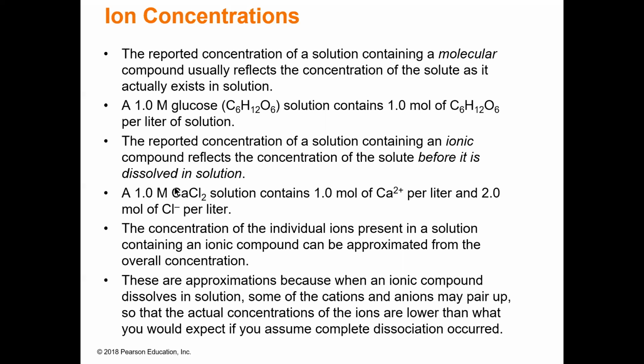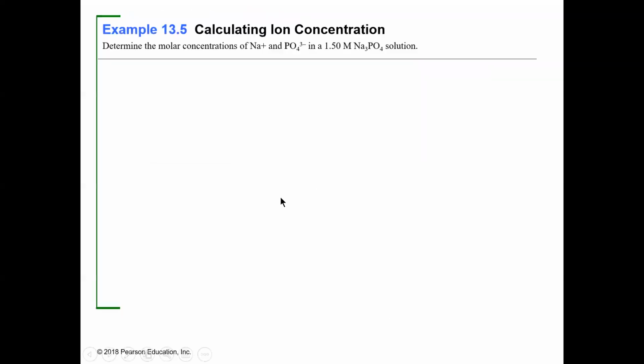ionic formula units. So the concentration of the individual ions present in solution containing an ionic compound can be approximated from its overall concentration. If I know its overall concentration, I can figure out the individual ions, because it's directly related to however many you get per formula unit. So let's look at this one here. It says determine the molar concentrations of the sodium and the phosphate if we have 1.50 molar Na3PO4 solution.